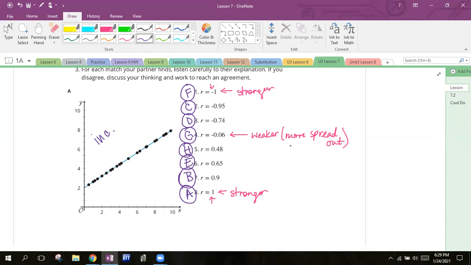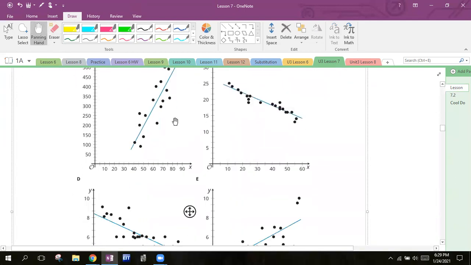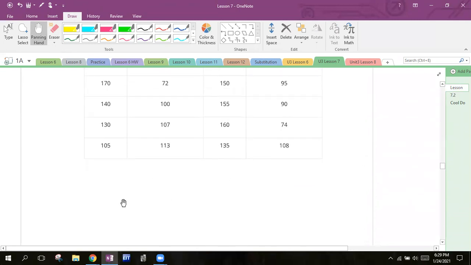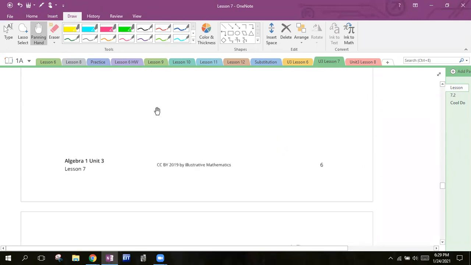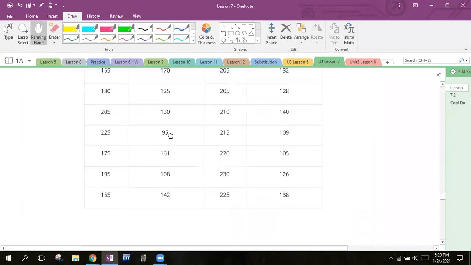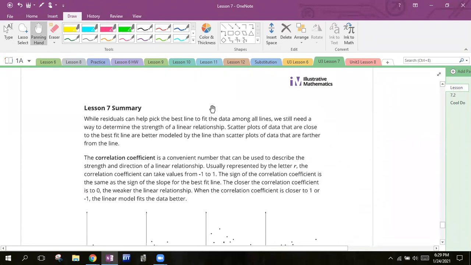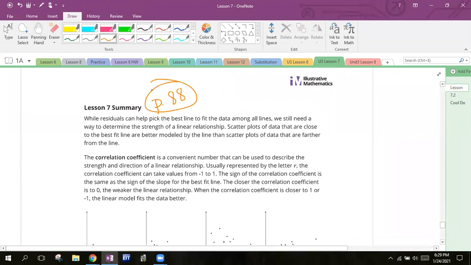All right. And then that brings us to the lesson summary, which is on page 88. So go ahead and turn there in your book. If I can find it. There we are. This is page 88.